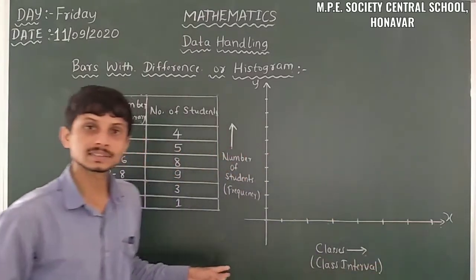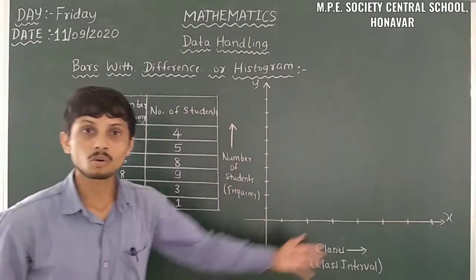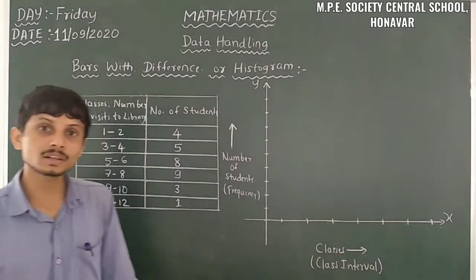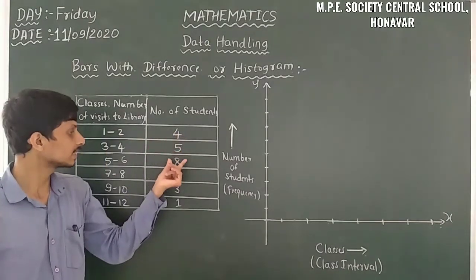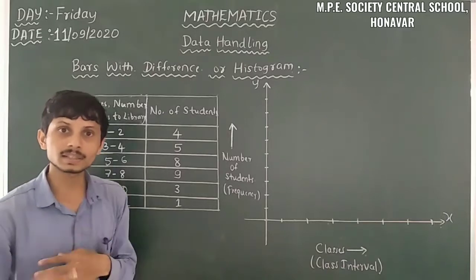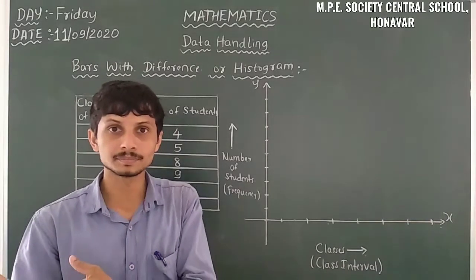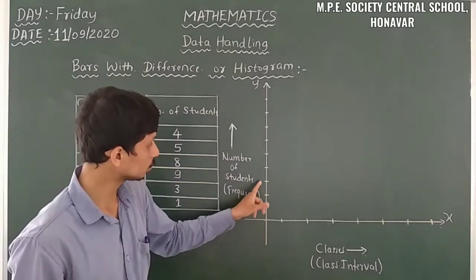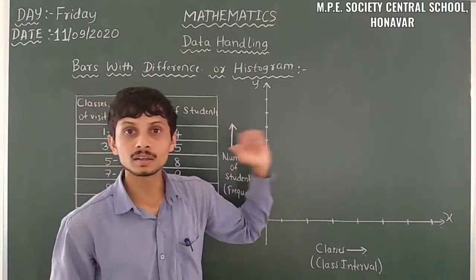Here we have to take it as a class interval. So then we have to assign the coordinates. So how can we take the coordinate? Just observe here. 4 is there, 5 is there, 8 is there, 9 is there, 3 is there, 1 is there. So that means the number increases. The numbers are in the form of counting numbers, that is 1, 2, 3, 4 like that. So here we have to take 1, 2, 3, 4 like that. We can easily take all the values in the graph.